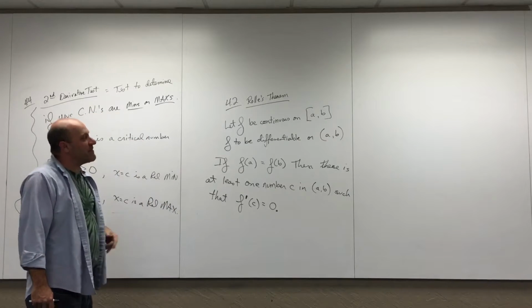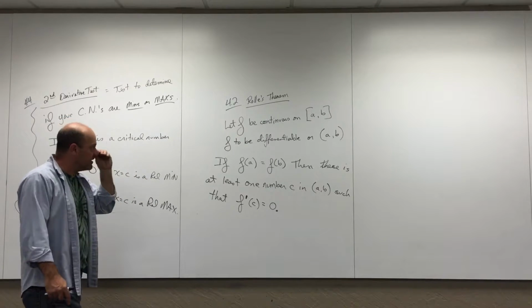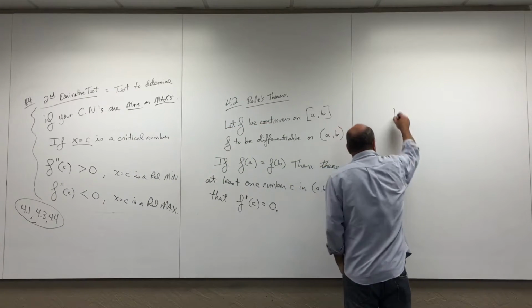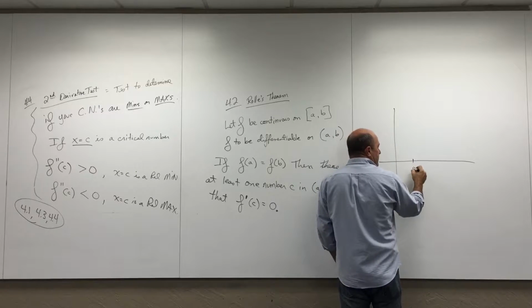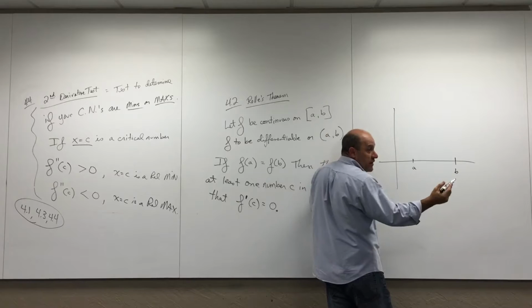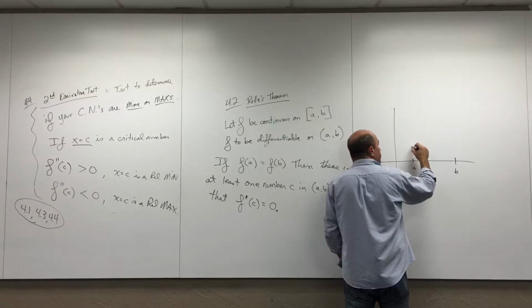But it's a little hard to read math. It takes some getting used to. I mean, I know what this says. I've been reading it and thinking about it a little bit. Here's what it says. First of all, we're working on some interval from a to b. So here's an a and here's a b. My function has to be continuous from a to b. So it's got to be continuous.